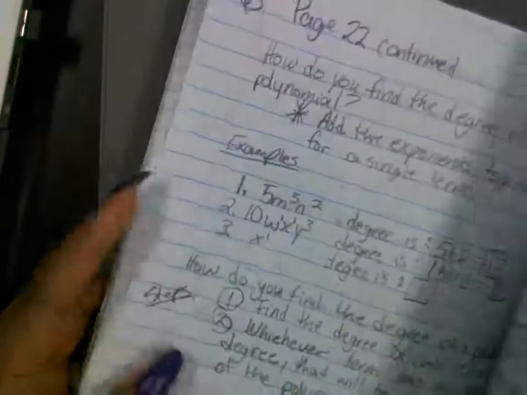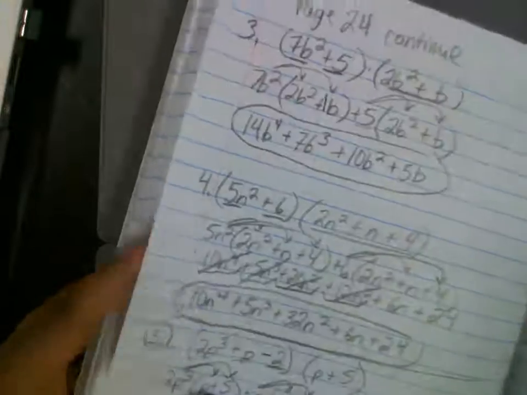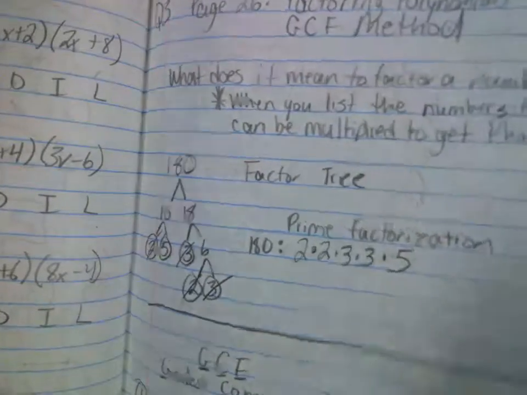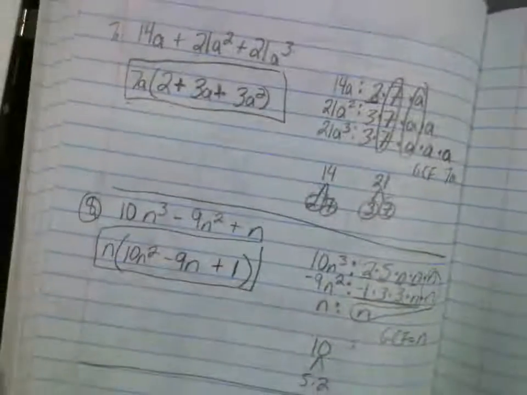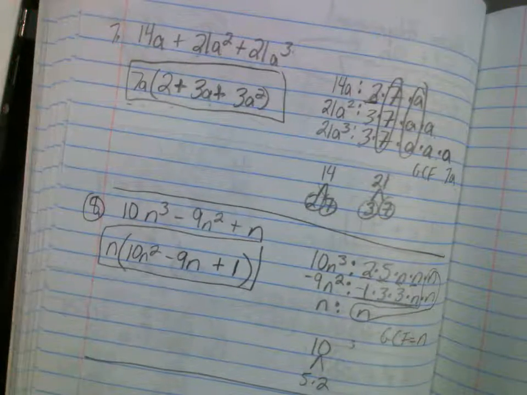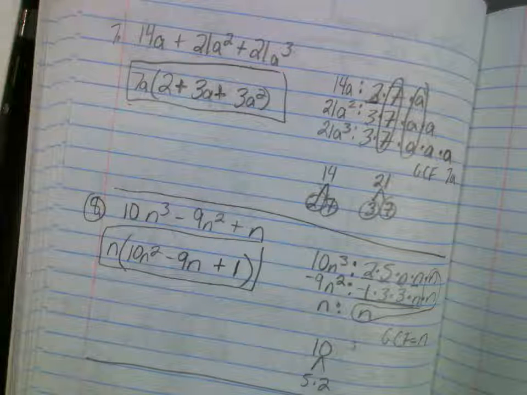Okay. All right. Let's take out our notebook, please. All right. Our page 26 was factoring GCF. And there were a few problems that I wanted you to do completely on your own.